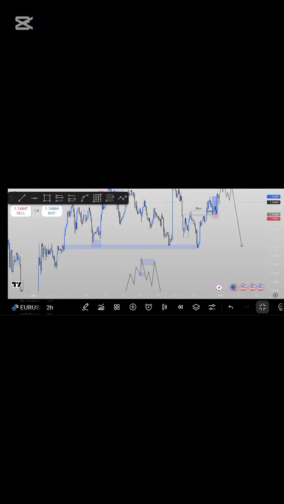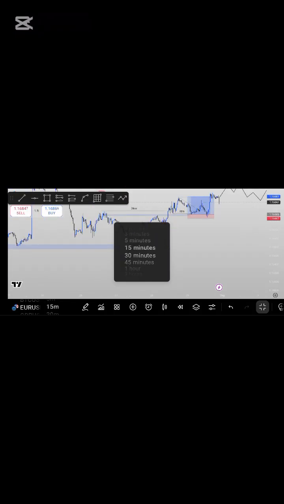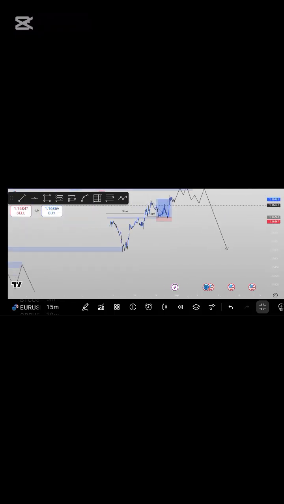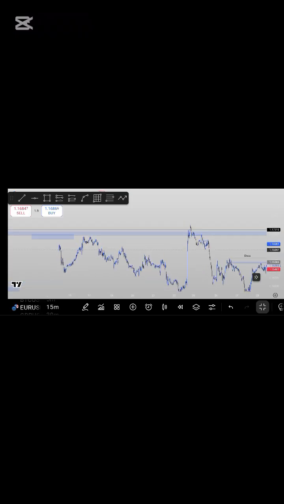So whenever price comes there, I will go to the 15 minutes time frame. When I go there, what should I be looking for? My structure that I trade.